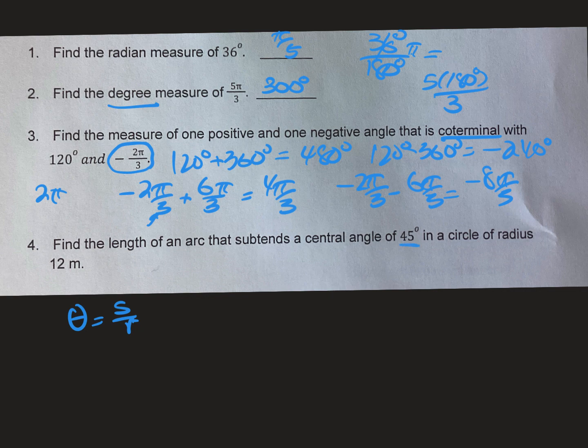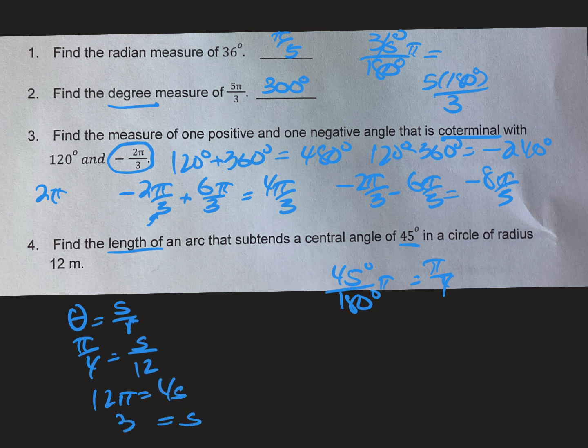So what I'm going to do first is take that 45 degree angle, and just like in number 1, I'm going to change the 45 to radians by dividing it by 180 and putting a pi with it. That's going to be pi over 4. So the theta is pi over 4. That's the angle. I'm looking for the arc length. It says find the length of the arc. That's S. The radius is 12. Again, I'm just going to cross multiply. 12 pi is 4S. Divide by 4. I would get 3 pi.